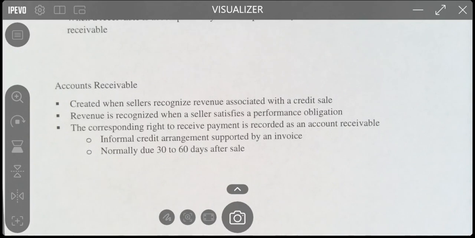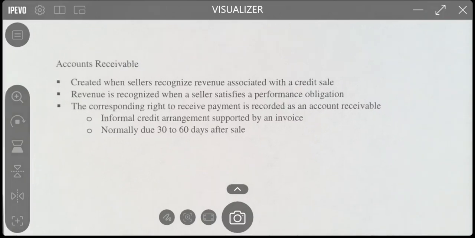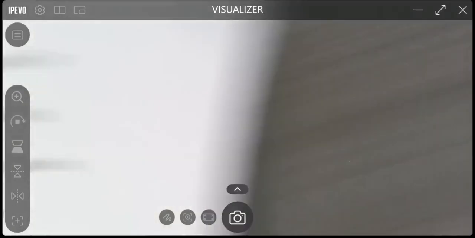The accounts receivable is that corresponding right to receive payment. They're informal credit arrangements supported by an invoice, and they're normally due 30 to 60 days after sale. And accounts receivable is the most common of the current receivable types.